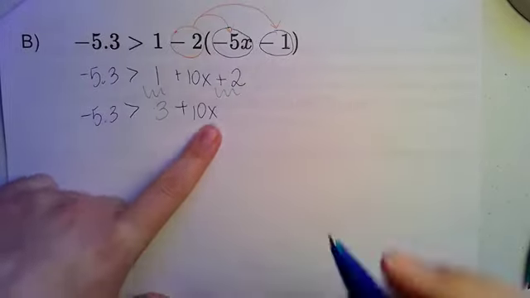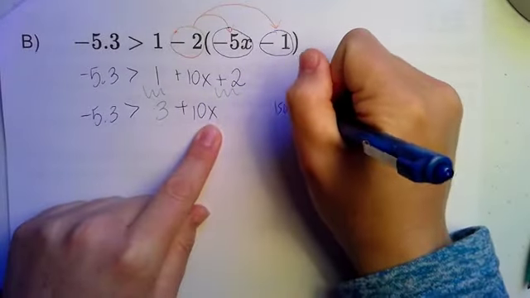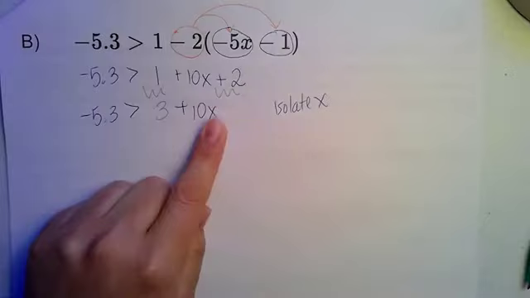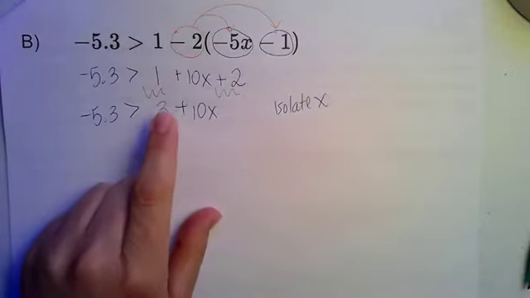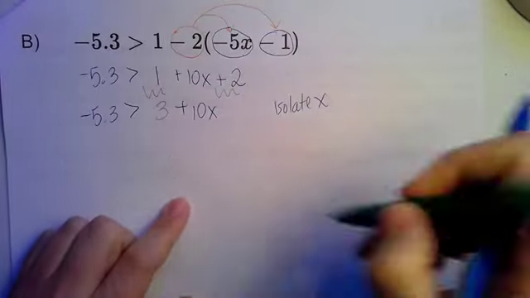And again, our job is to isolate x. And so we need to get x by itself, and we need to get rid of this 3 first. So we're going to subtract 3.